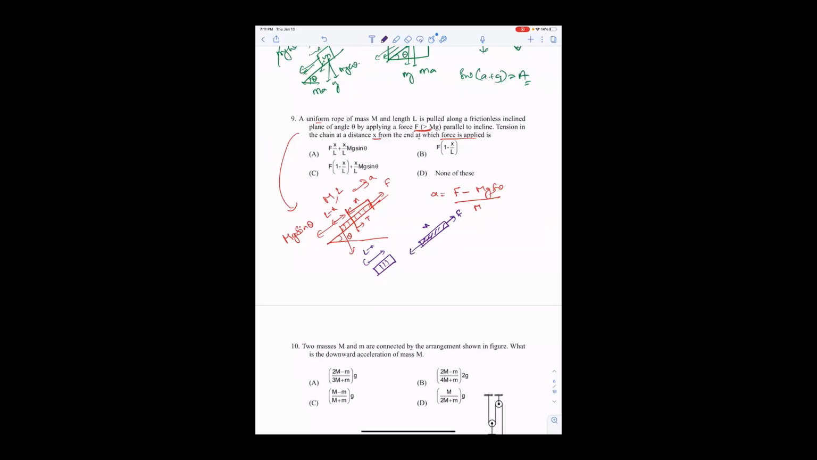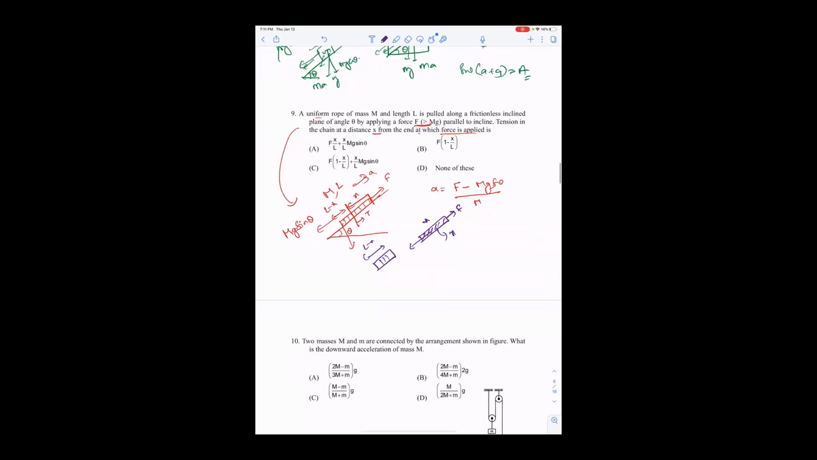So the length is x. What is the mass of it? Mass of it is length into mass per unit length. Mass per unit length is m by L. That is the mass of this. So mx by L into g into sine theta. That is the weight component of this, right? So weight of this will be the mass into g sine theta. Acceleration is A. He's asking the tension. Sorry, here there's a tension T. So there's also a tension T.